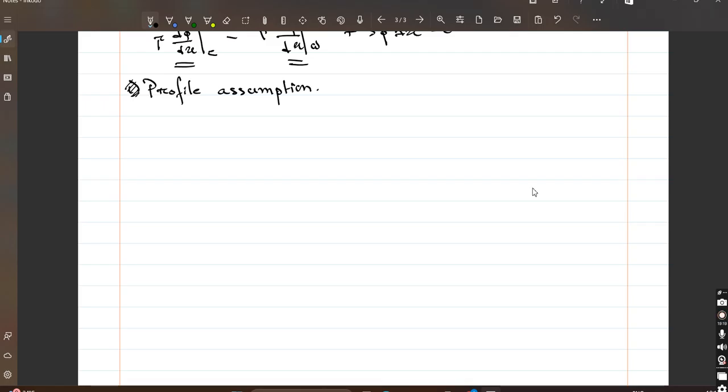What do we mean by a profile assumption? In real life, the signal, for example phi in space, might vary like this. This is a continuous function, and it is varying like this. To accurately model this, we'll need a lot of points, or else we'll not be able to capture every single detail of this function, the function phi.